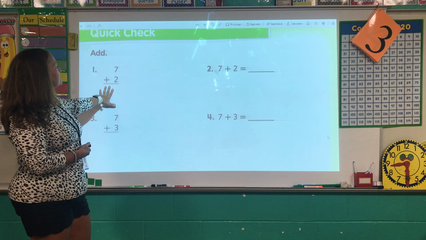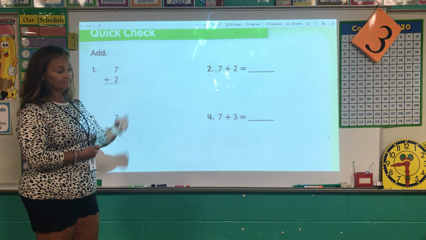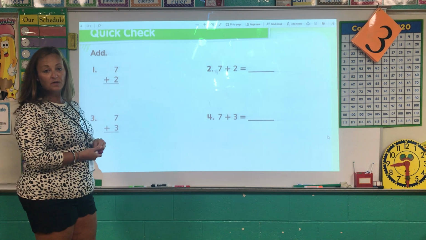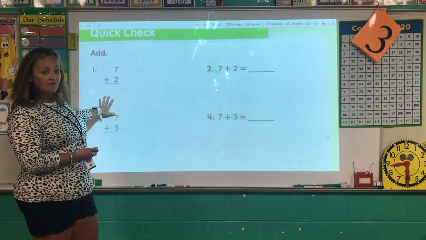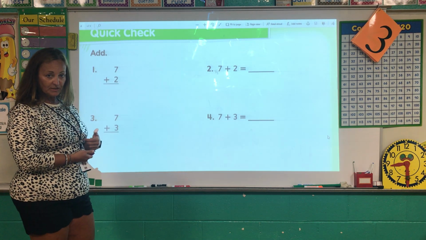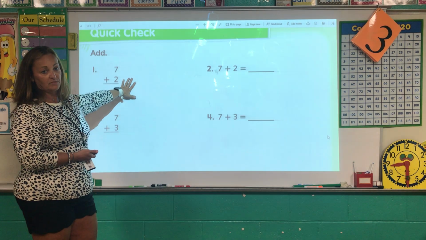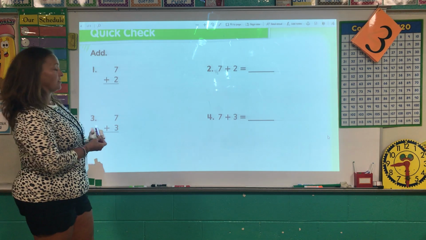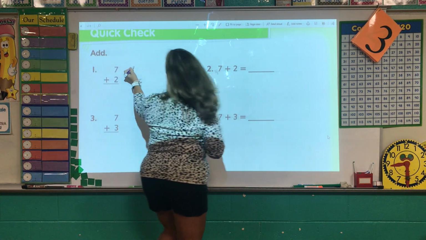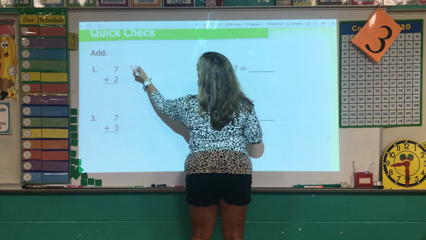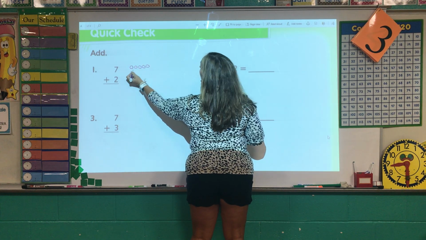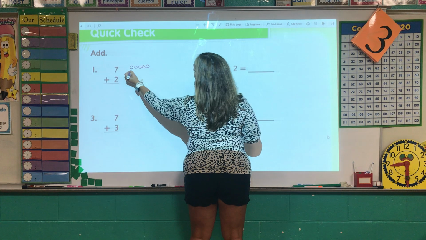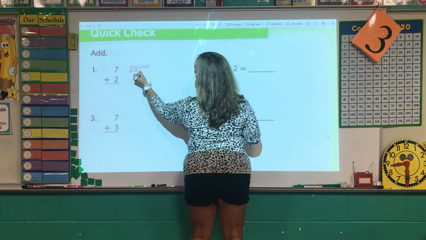So when I look at this, I can either say 7, 8, 9. That's one way I can solve it. One of the other things I can do is if I need to draw a picture, then I'm going to draw a picture here to help me solve it. So I would draw my 2 parts. 1, 2, 3, 4, 5. And I want to do groups of 5, 6, 7. And then 2 more.